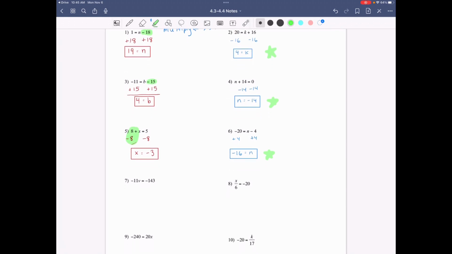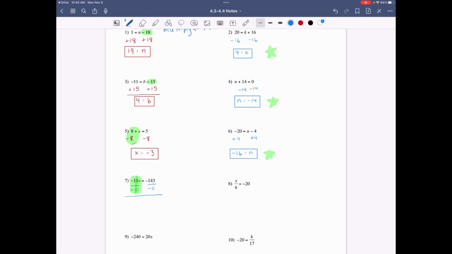All right, let's look at number 7. We have negative 11v equals negative 143. When we have a coefficient or a number in front of a variable, that means that number is being multiplied by the variable. And remember in our inverse operations, what's the inverse of multiply? That's right, divide. So let's divide, and I like to show dividing with a fraction bar. So we divide by 11 on both sides, and even though it was negative, we keep it negative because that's what we're dividing by. Right? So that's our inverse operation here.